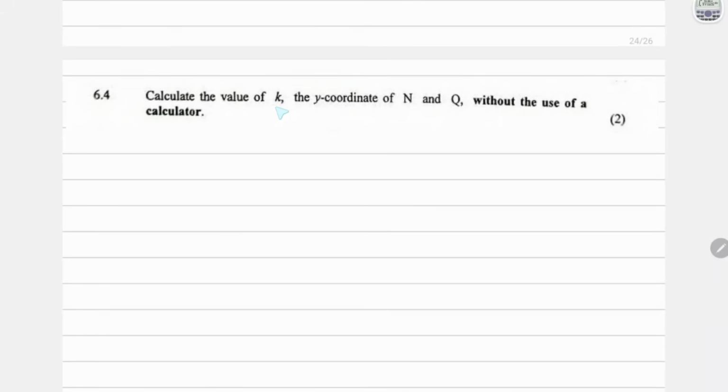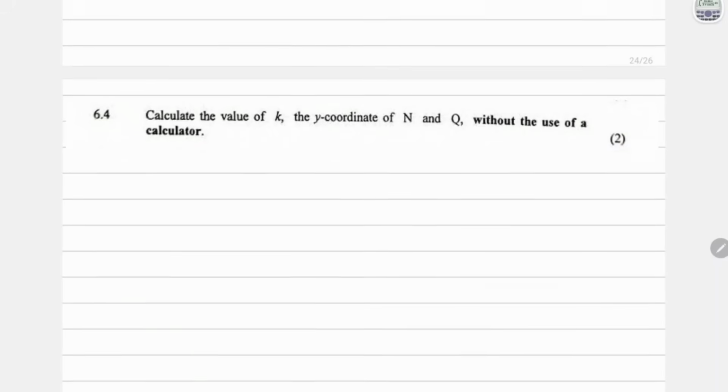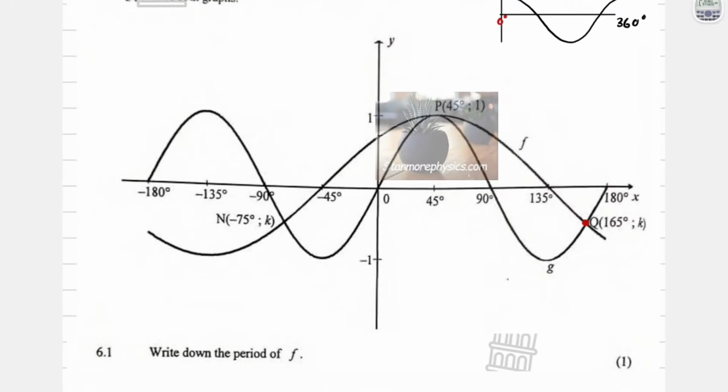6.4 says, calculate the value of K, the Y coordinates of N and Q without the use of a calculator. Okay, so it's for 2 marks. If you use a calculator, they'll probably only give you 1 mark for your answer. So without the use of a calculator, let's look at that. You see K appears here and here. It's always easier to work with it where the angle is positive, because it'll just be easier to work with.